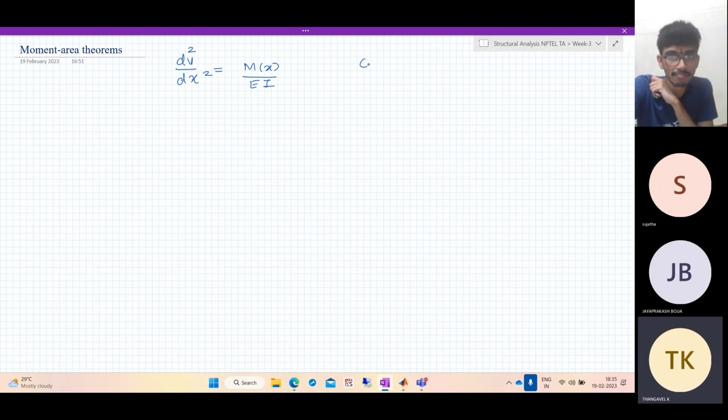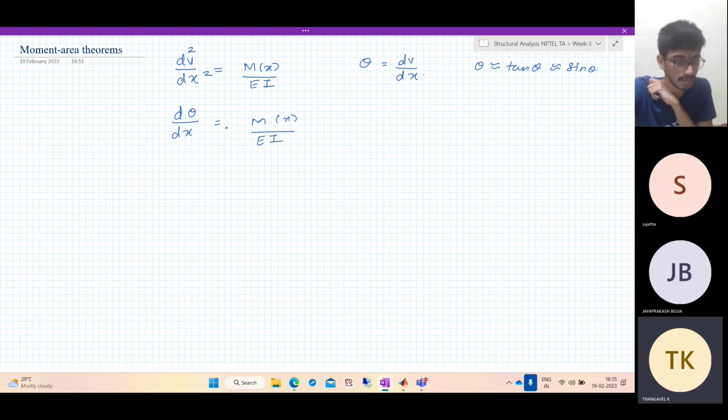Let us call the slope dv/dx as theta. So dv/dx is in reality tan theta, but if we consider very small deflections, dv/dx is very small. So theta is approximately equal to tan theta, approximately equal to sin theta, and so on. So what is d²v/dx²? We get dθ/dx is M(x)/EI.